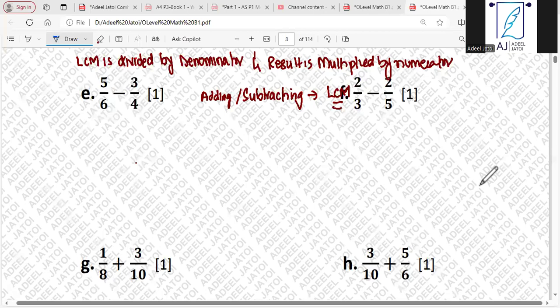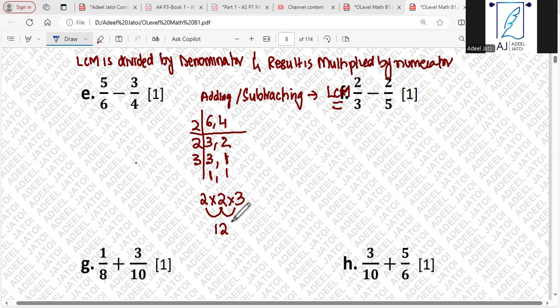Now let's work on part E. We have 6 and 4. 2 threes are 6, and 2 twos are 4. 2, 1, and you are left with 3, and 3, 1. So we have 2 into 2 into 3. 2 twos are 4, 4 threes are 12. So 12 becomes your LCM of 6 and 4. Normally students multiply 6 and 4, but that is not the lowest common multiple. 12 is the lowest.